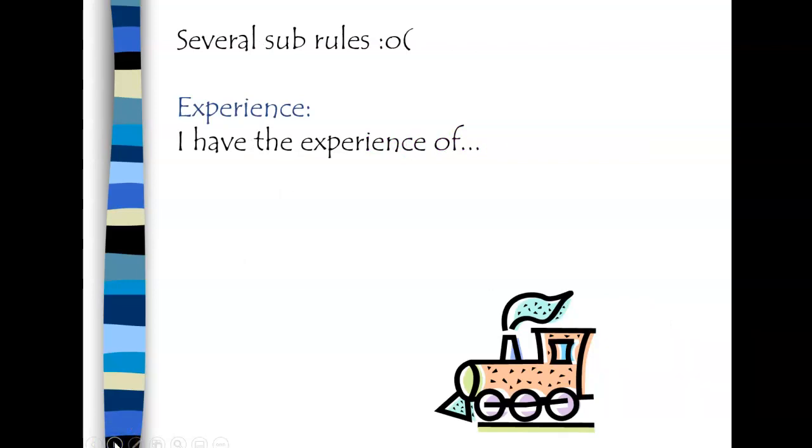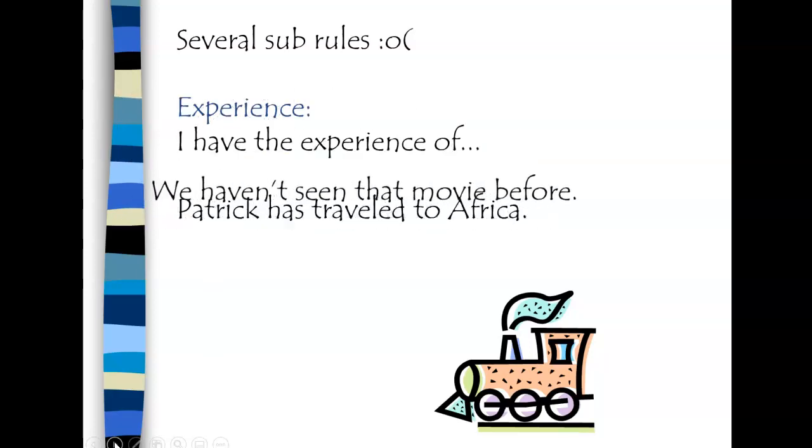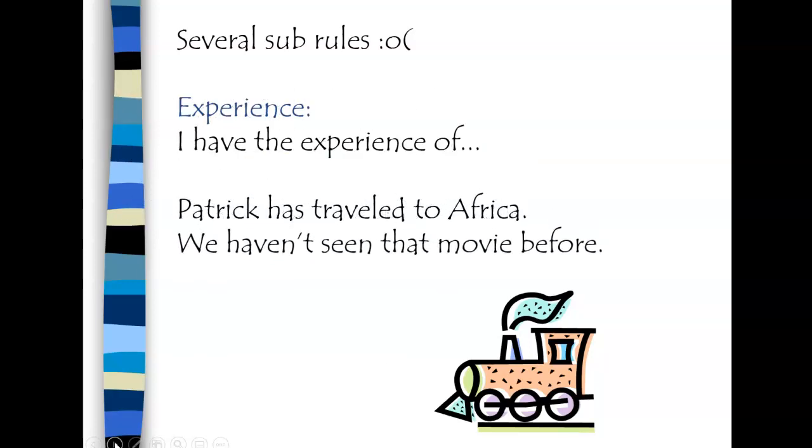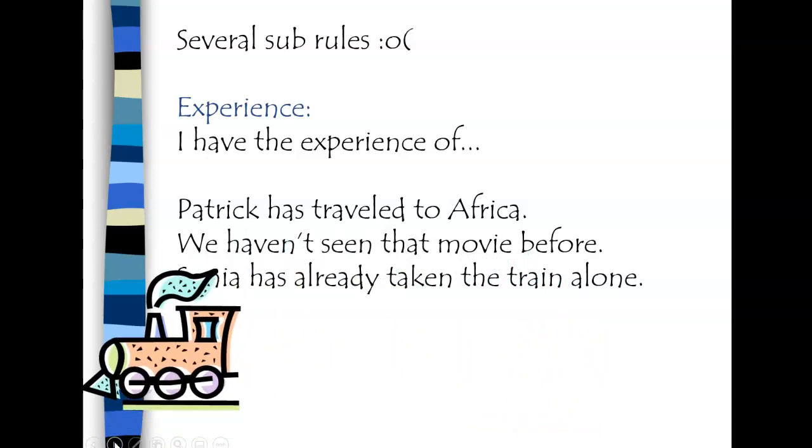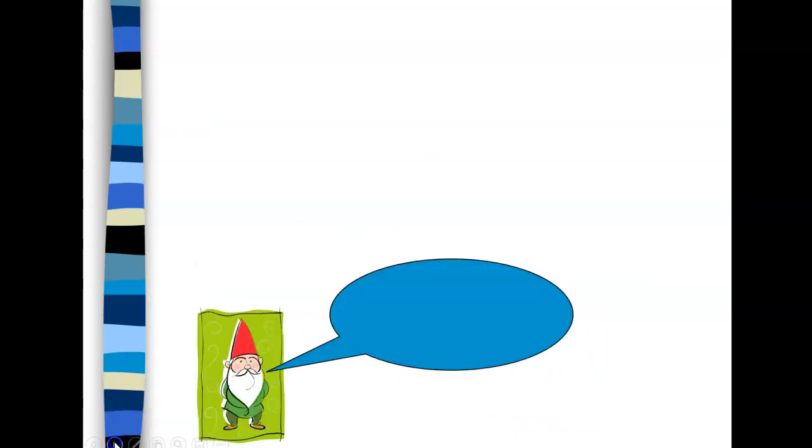So one of the sub-rules is to say that we have the experience of doing something. So Patrick has traveled to Africa. It means he has the experience of being there. We haven't seen that movie before, so we know that we don't have the experience. Or Sonia has already taken the train alone. Oh, there she goes. Very exciting.